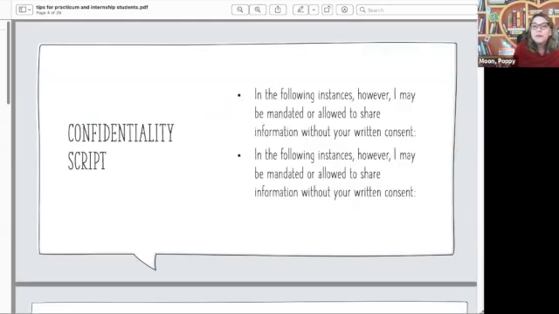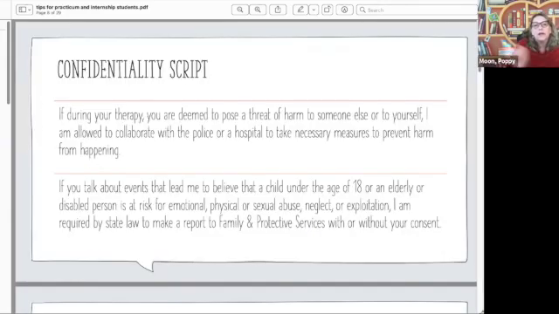Now, there are some instances where a counselor does have to reveal information. And so once again, I would always talk with you before something like this happens. But these are some of the instances that might occur. So let's say we're in therapy and you tell me that you're going to harm yourself or you're going to harm someone else. So I may have to collaborate with the police or with the hospital to take necessary measures so that harm doesn't happen.